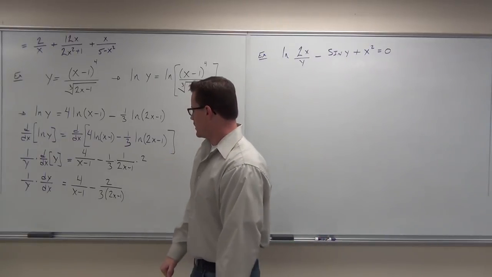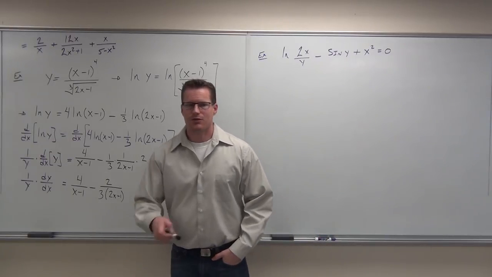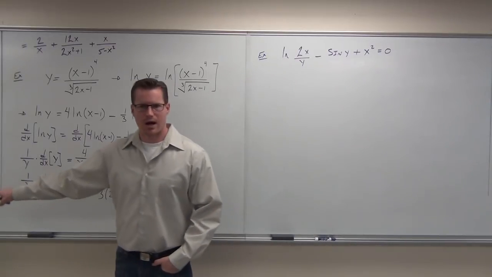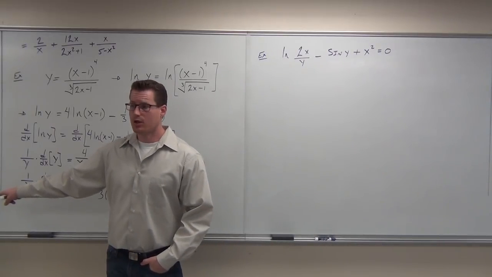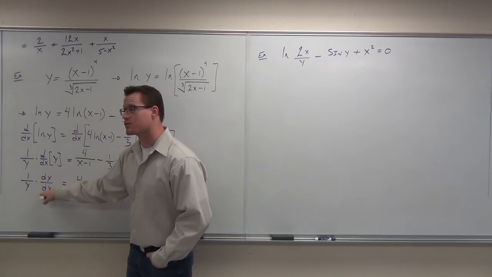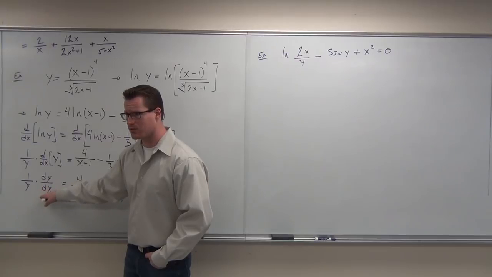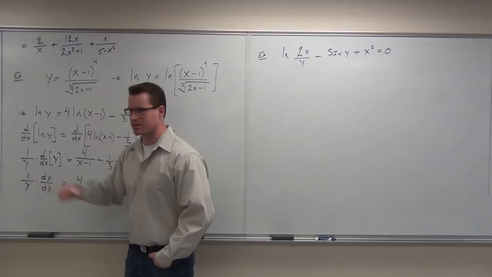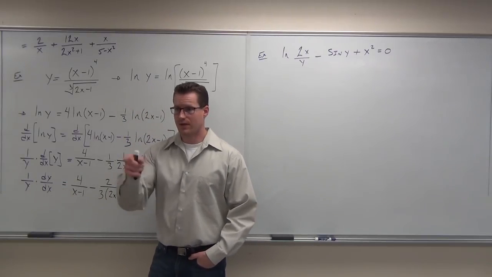Now the last thing, if you'll notice, we haven't solved for our derivative yet. We have 1 over y times dy dx. What you need to do when you're doing this process is solve it for dy dx. This stands for your derivative. So if you get this by itself, you're done. Tell me, how can I get this piece by itself? Fantastic.